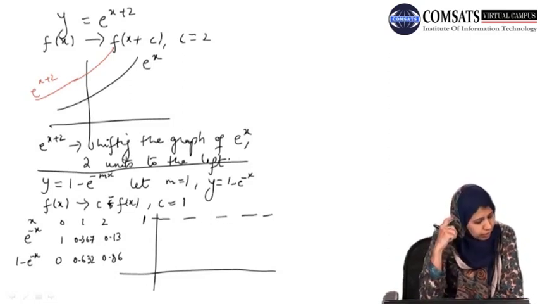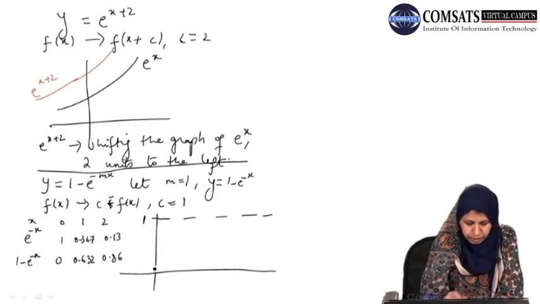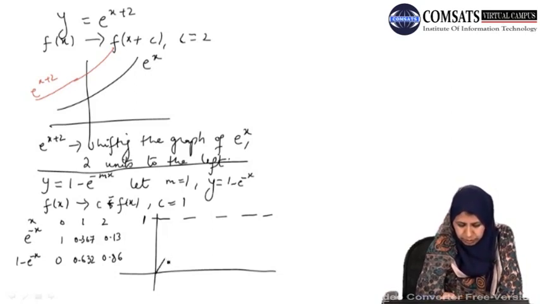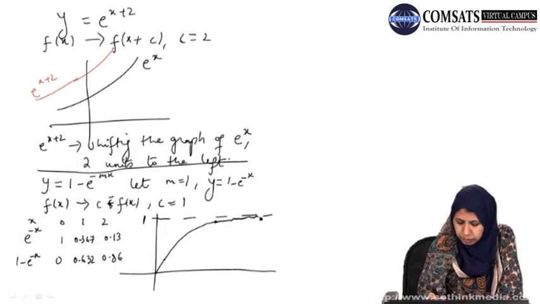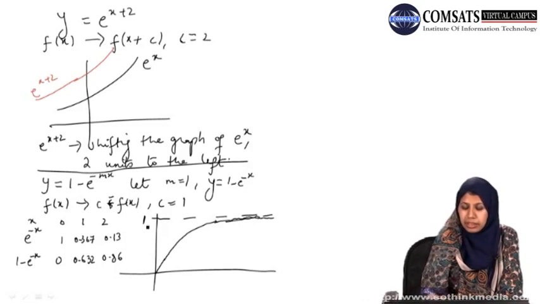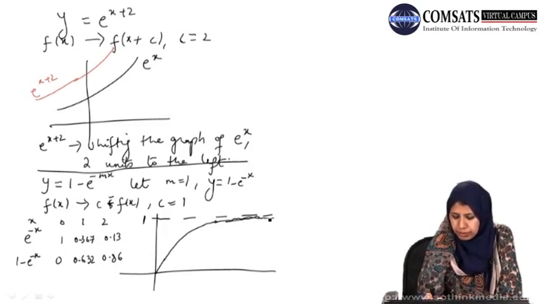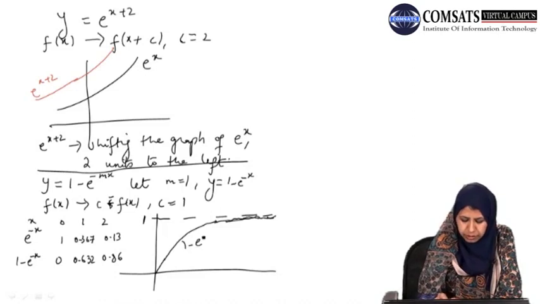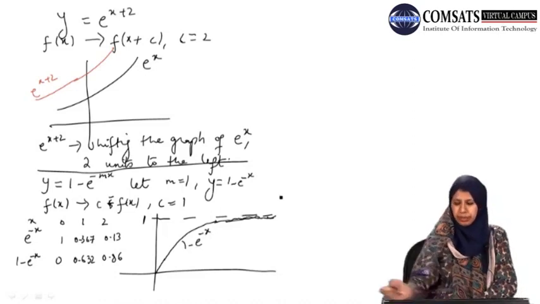Okay, so the graph will look like this: when x is 0, the graph is 0. The graph starts from here now, and it will attain a maximum value approximately equal to 1, but it will never cross this line and it will never equal 1. So this is the graph of 1 minus e to the power minus x.